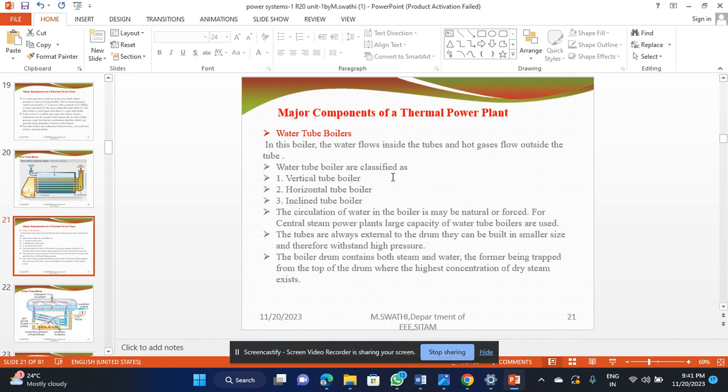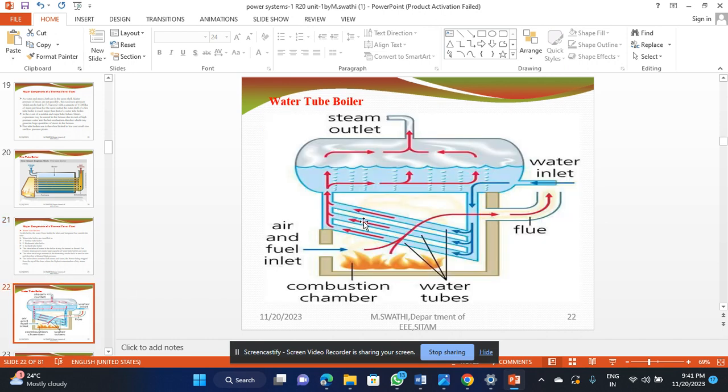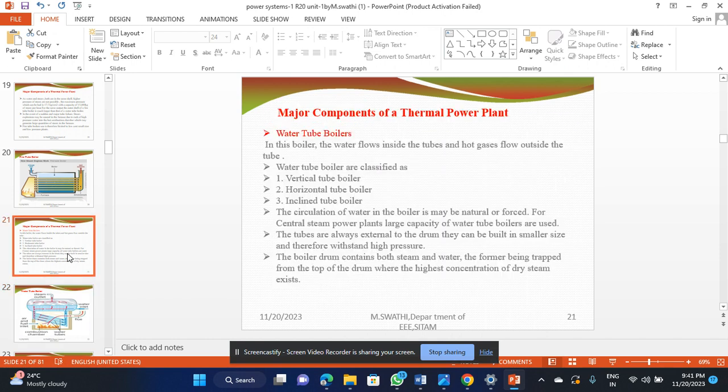The water tube boilers are classified, again, based upon the construction type. There are three types: vertical tube type, horizontal tube type, and inclined tube type. If you see this diagram, the inclination is there, right? So this is the inclined tube boiler. The circulation of the water in the boiler may be natural or forced. For central steam power plants, we are using large capacity water tube boilers.